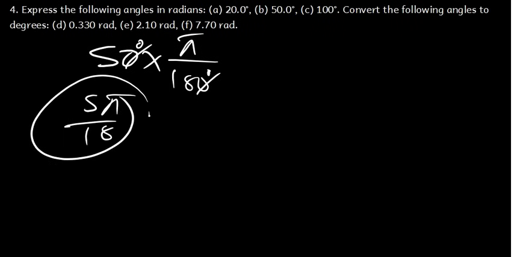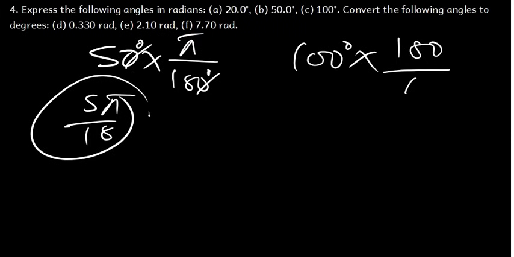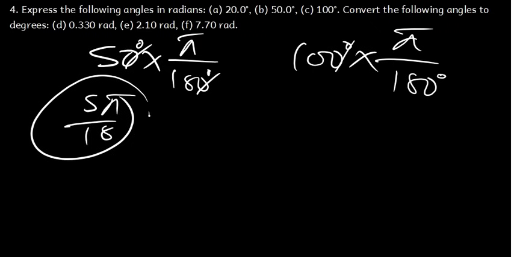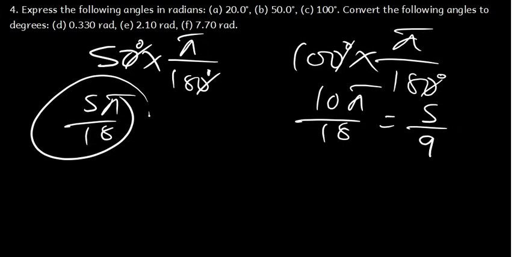That is it. 100 degrees is going to be times 180 divided by the opposite. It's supposed to be the opposite. We're going to have pi on top, then 180 here. So we can cancel the 0. We're going to have 10 pi divided by 18. So we can see that 2 into 10 is going to be 5, 2 into 18, 9. So I've got 5 over 9 pi. Okay.